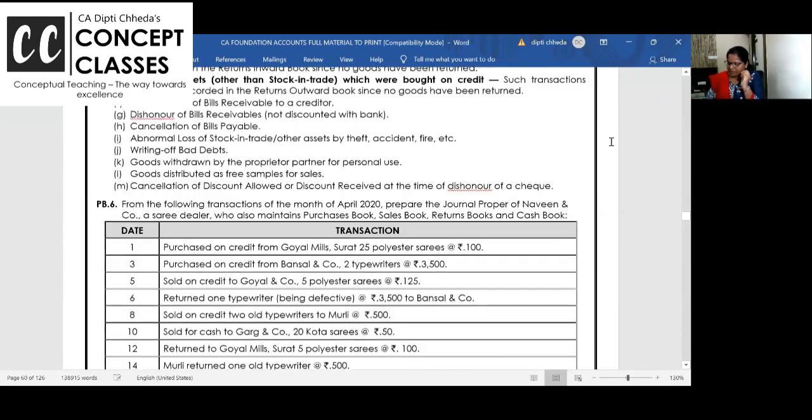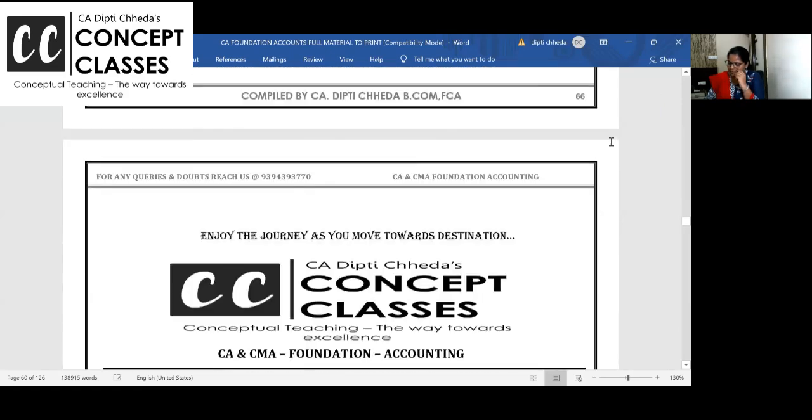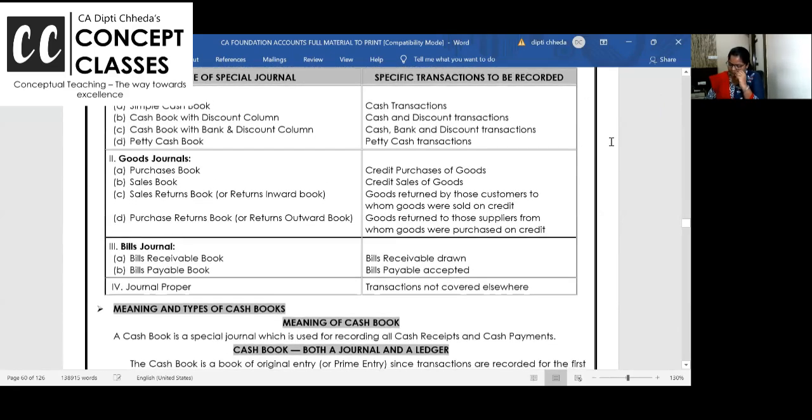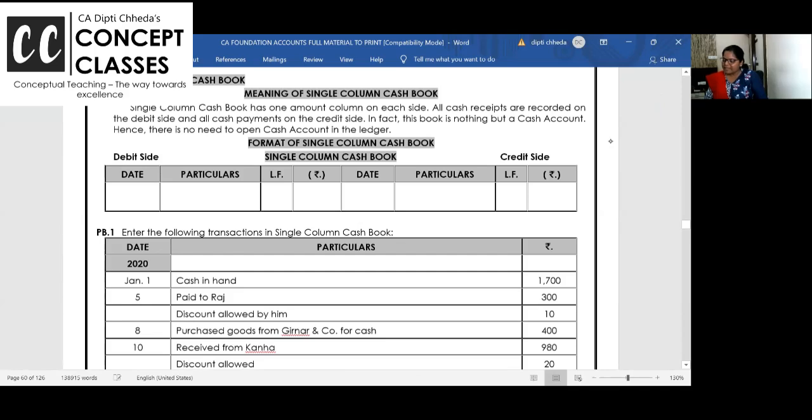Unit 5 we are doing right now. Yeah, this is the single column cash book. How do you make? Date, particulars, LF, amount on the debit side, date, particulars. So single column cash book has only one amount column, and that is cash. No discount, no bank, nothing. Okay? Whatever you have opening balance, then receipt, then payment and closing.